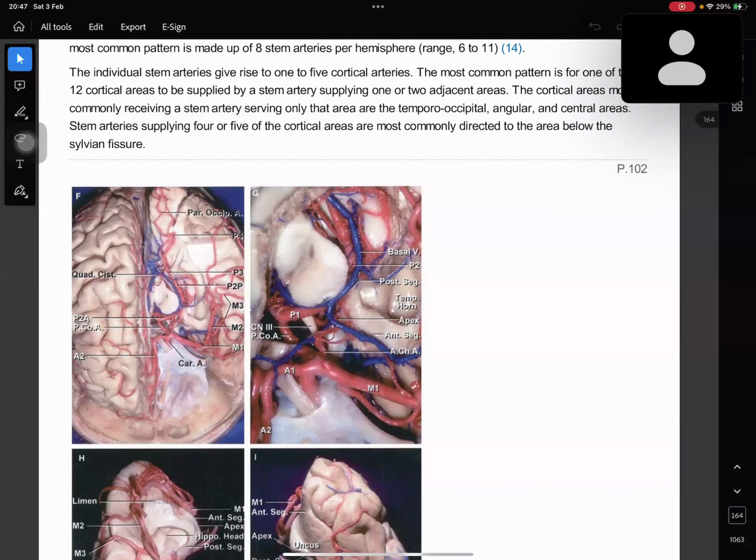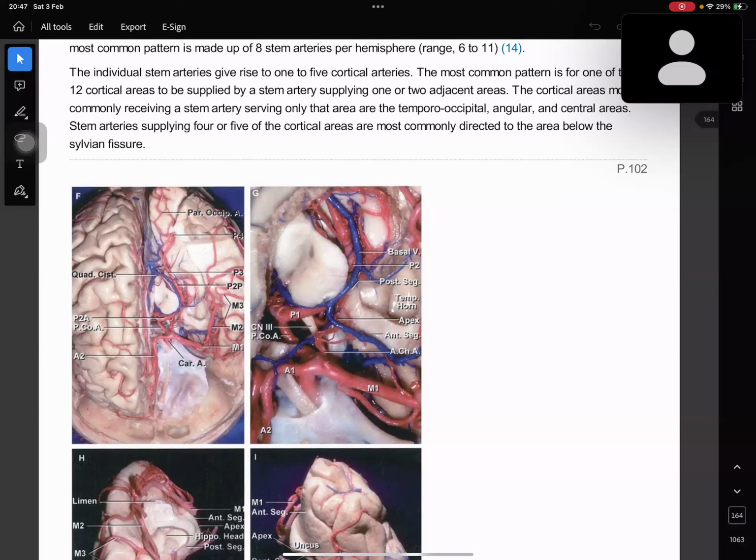Then we have the P3. The P3 is just after the P2P. The P3 is the quadrigeminal segment, which, as the name says, travels through the quadrigeminal system laterally between the lateral midbrain and the parahippocampal and dentate gyrus. It partly takes part in the vascularization of the mammillary bodies medially.